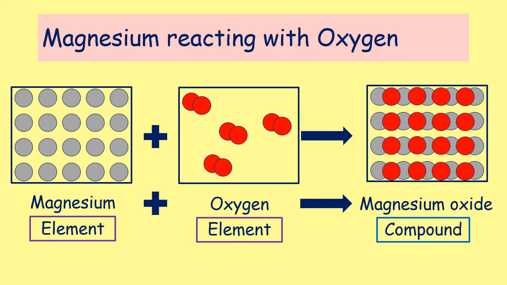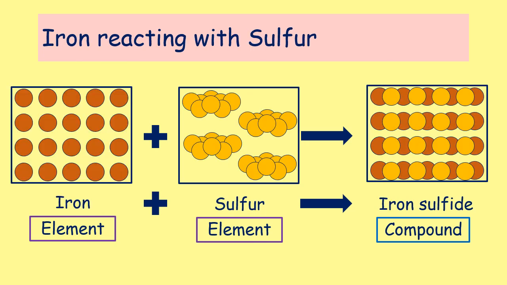So what we have is magnesium reacting with oxygen to form magnesium oxide. So you can see magnesium oxide on the right hand side contains two types of atom. It contains the magnesium atoms, the grey ones, and it contains the red atoms, the oxygen ones. So it contains more than one type of atom, so it is a compound. So another example, we have got iron, an element.